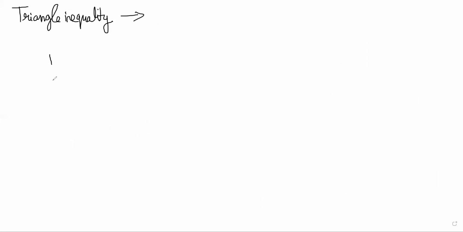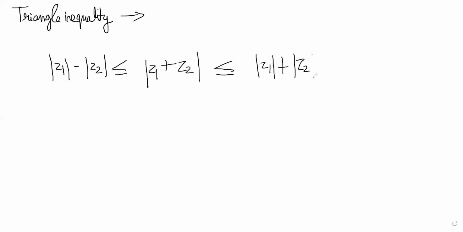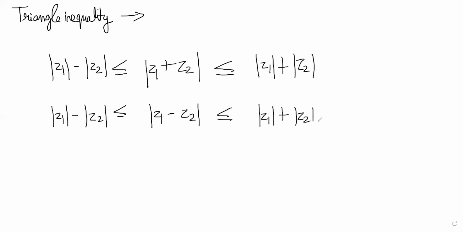This is saying that mod of Z1 minus mod of Z2 is less than or equal to mod of Z1 plus Z2, which is less than or equal to mod of Z1 plus mod of Z2. And similarly, you can write another version of the same thing. Mod of Z1 minus mod of Z2 is less than or equal to mod of Z1 minus Z2, which is less than or equal to mod of Z1 plus mod of Z2. These two inequalities together are called the triangle inequalities. And if you think about it, it should be obvious why this is true. You can prove it by taking a plus bi, but think about it geometrically.